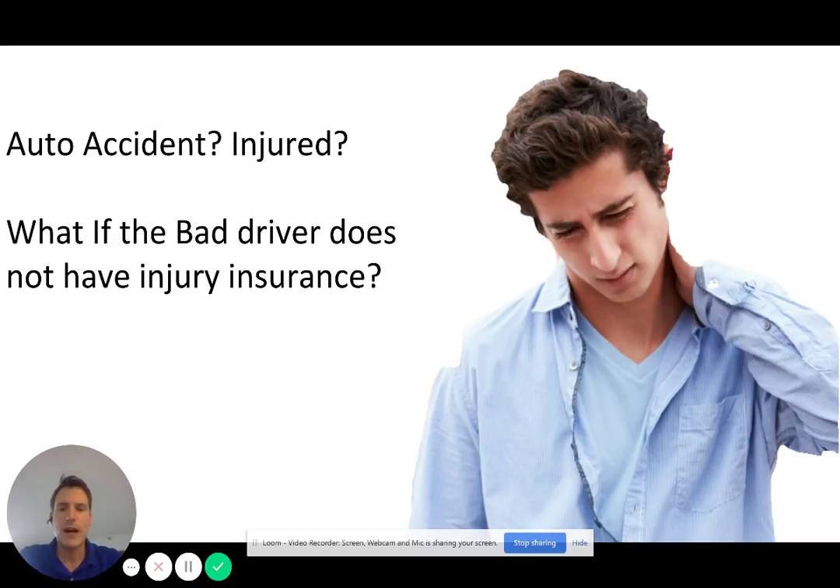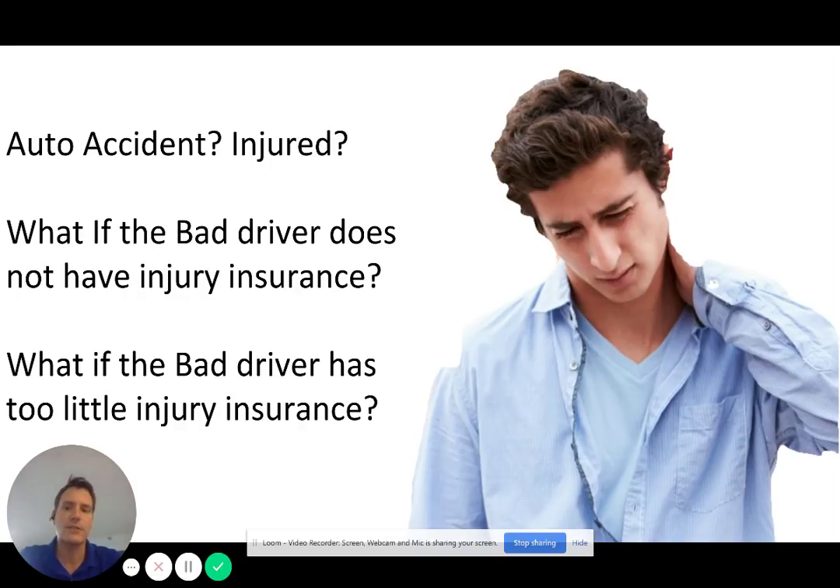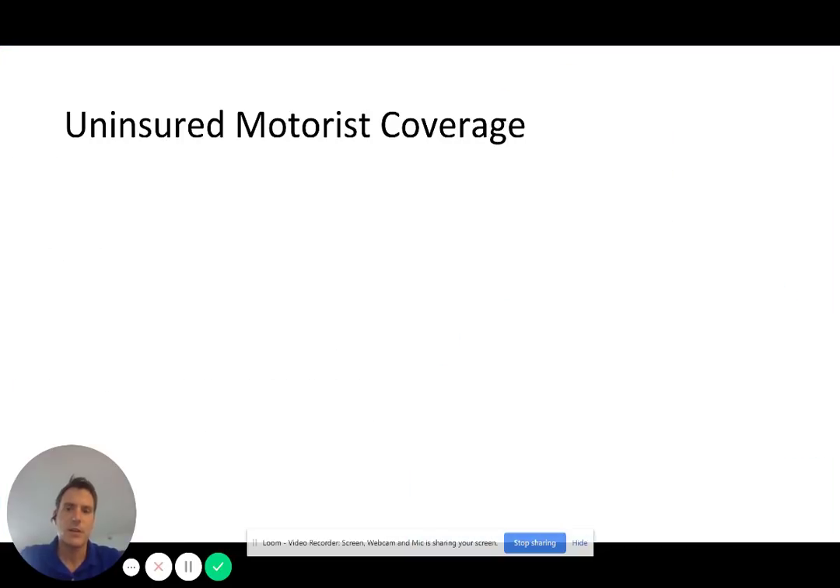But what if the bad driver doesn't have any insurance? Or what if the bad driver has too little insurance? You've really been hurt and you have a lot of medical bills now and you're going to have future medical bills, but the bad driver has very little insurance. Well, that's where we're going to look for uninsured motorist coverage.